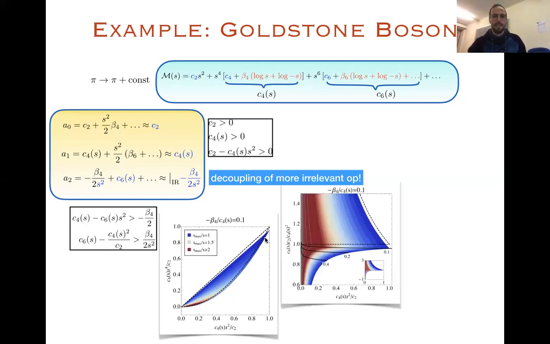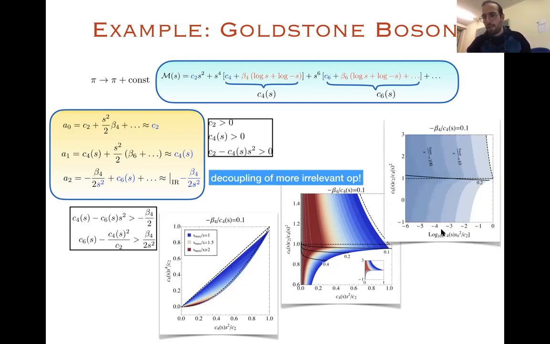Let me magnify this a little bit, changing variables to highlight some aspects of the story. So C4 over C2 now is in this axis, and now I have C6 running times C2 over C4 running squared. So this means that the classical tree level bound is put inside this dashed line here in this region. Now you see that you can live outside that. Okay, you can live in this region here. And in particular, you can live outside the tree level bound with a large cutoff. Okay, this in the red region.